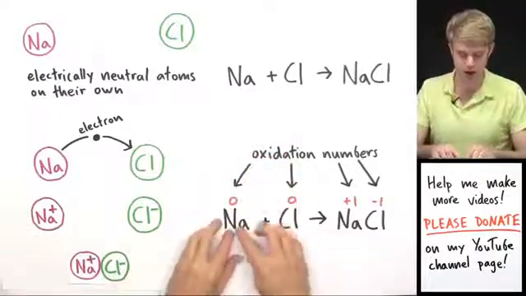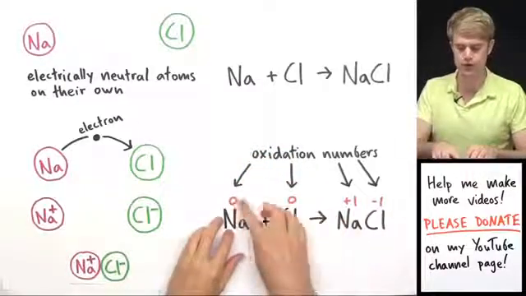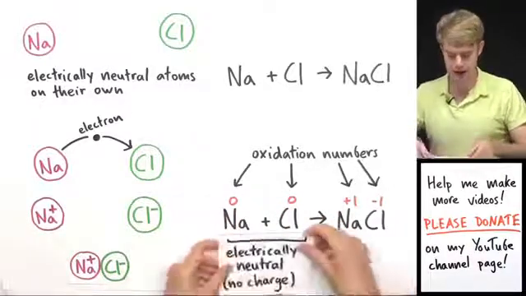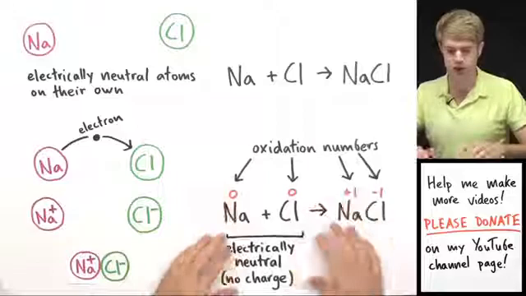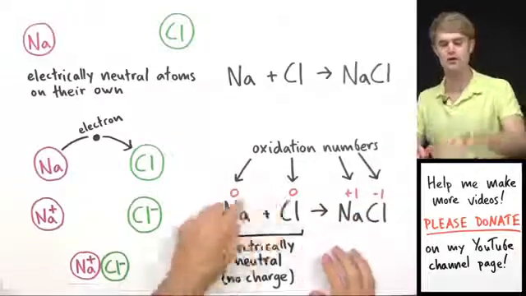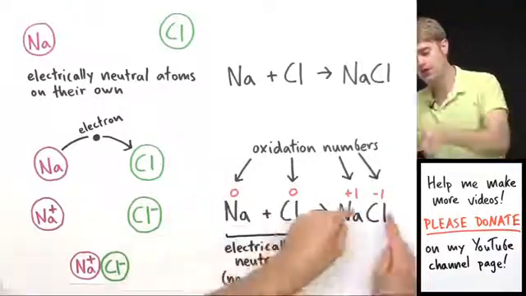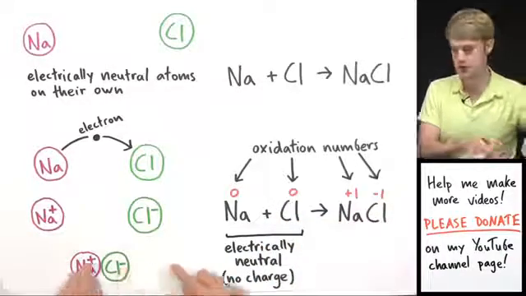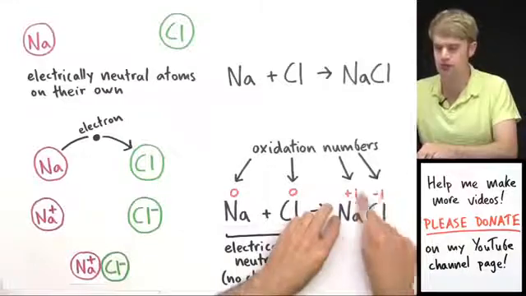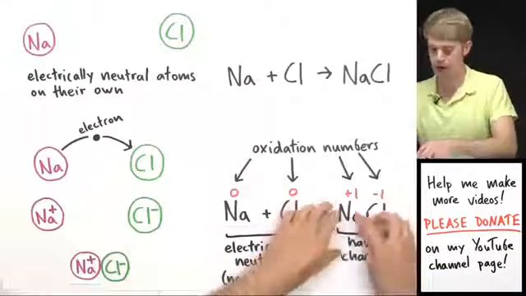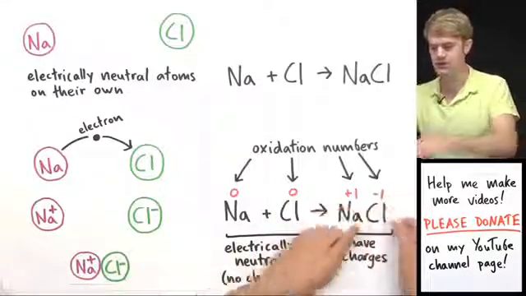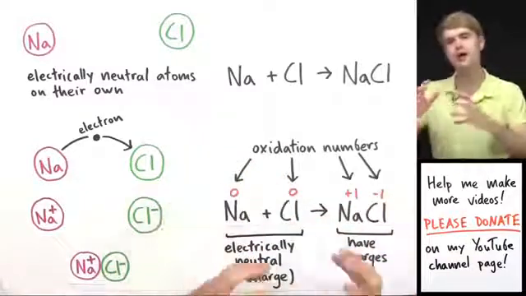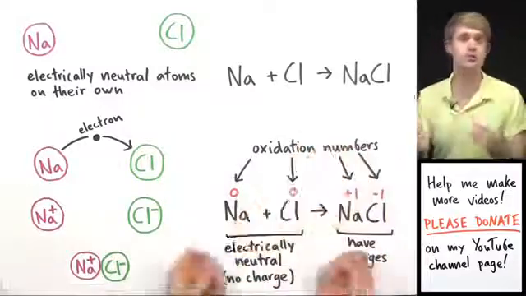So above Na and Cl, I've written zeros. That indicates that these two atoms start out being electrically neutral. They have no charge. That's what the zero means. Then on this side of the equation, once the sodium and chloride have taken on charges, I put those charges above each element. Plus 1 for the sodium and minus 1 for the chloride. These oxidation numbers help us keep track of how charges change during a reaction.